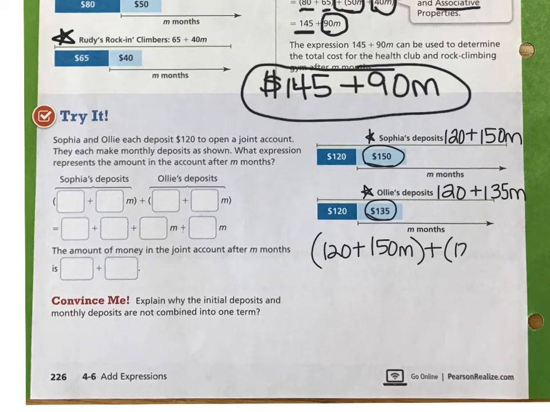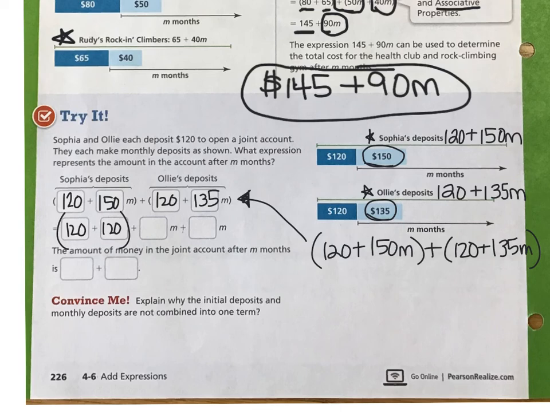plus 120 plus 135M. So here in our first row, we're going to rewrite those expressions and then group together our like terms. So Sophia's deposits look like this, and Ollie's deposits look like this. Now let's regroup our terms to show the like terms together. So we're going to put the constant terms together. Those are the $120 deposits that each of them made.